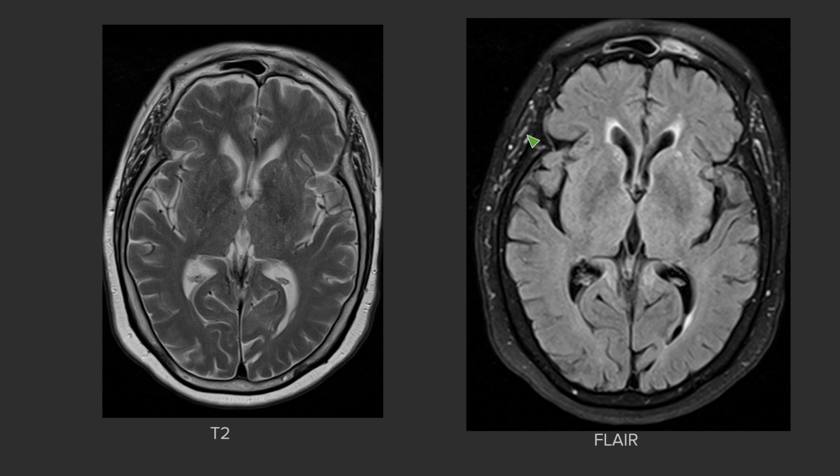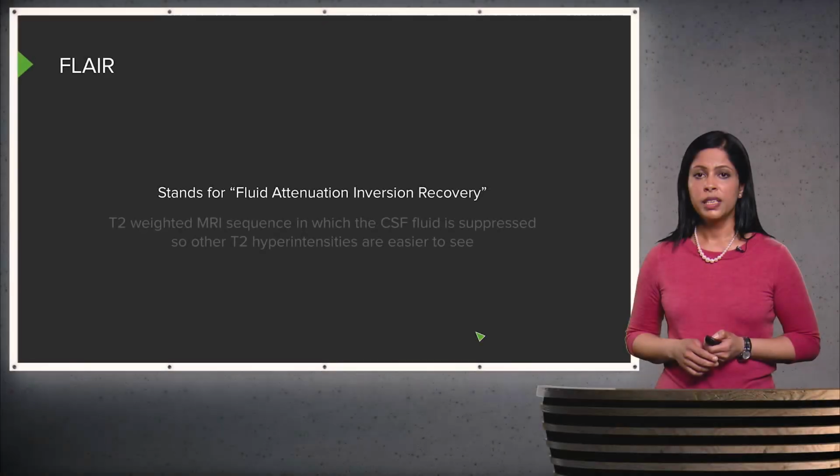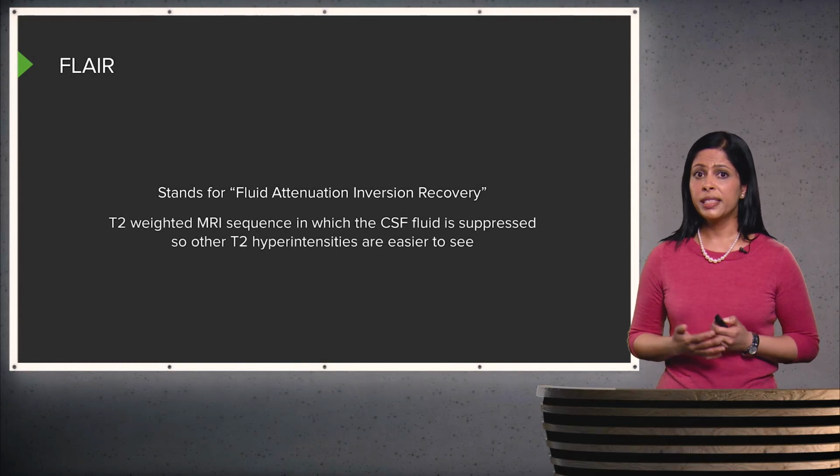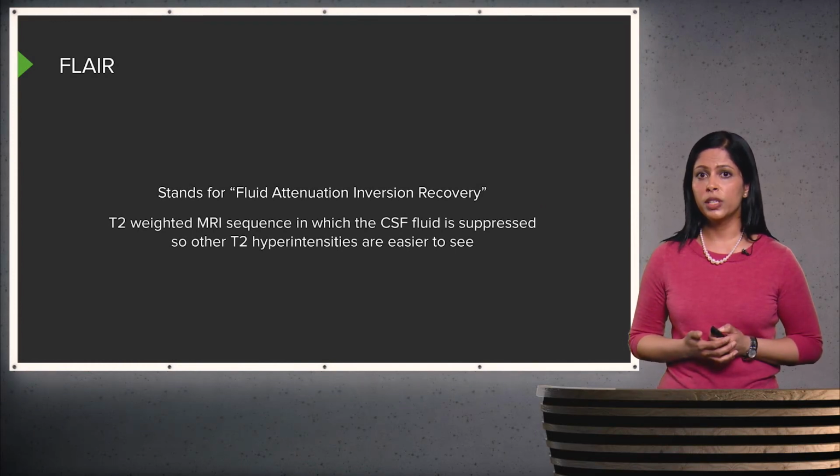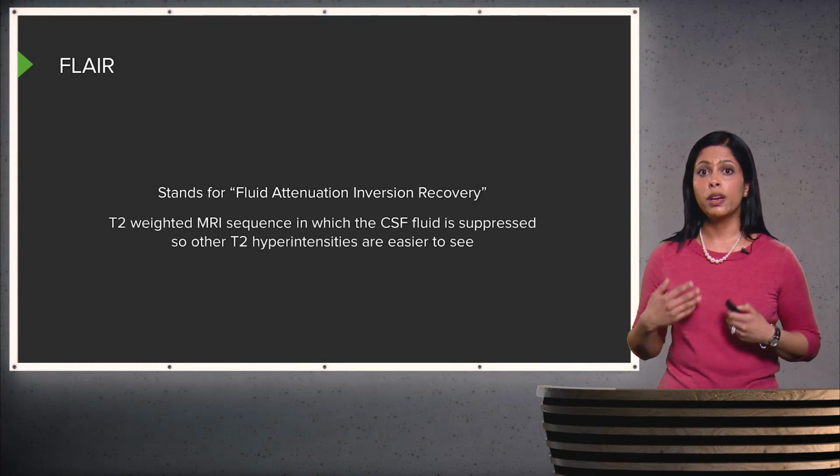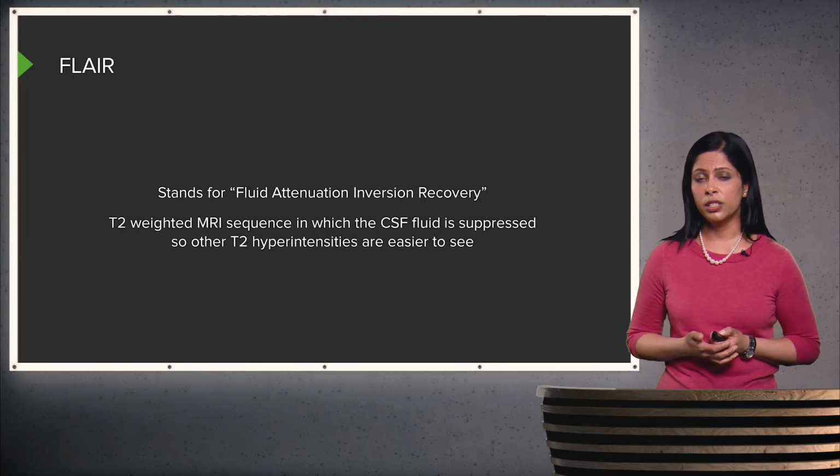Both are T2 weighted images. However, on the FLAIR image, the fluid is suppressed. So FLAIR actually stands for Fluid Attenuation Inversion Recovery, and it's essentially a T2 weighted sequence in which the CSF fluid is suppressed so that other T2 hyperintensities are easier to see.